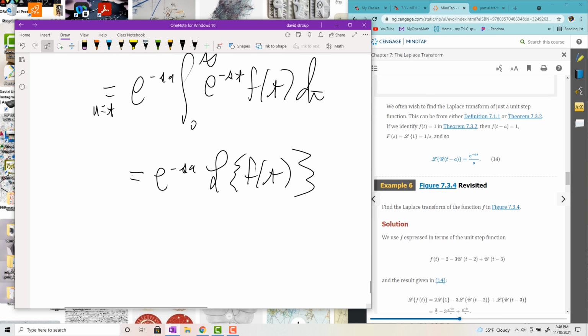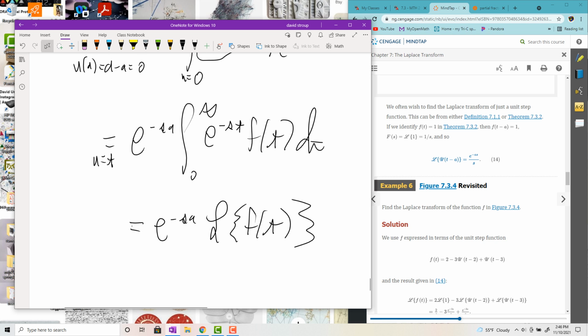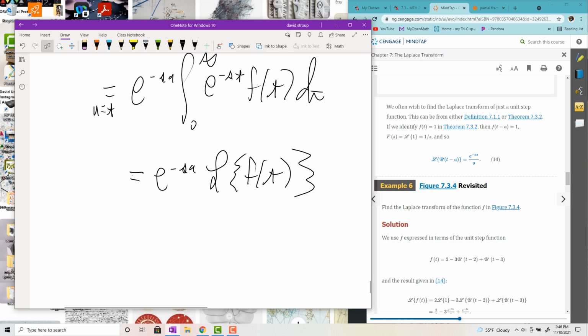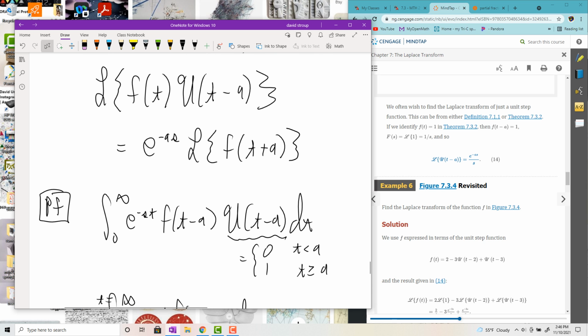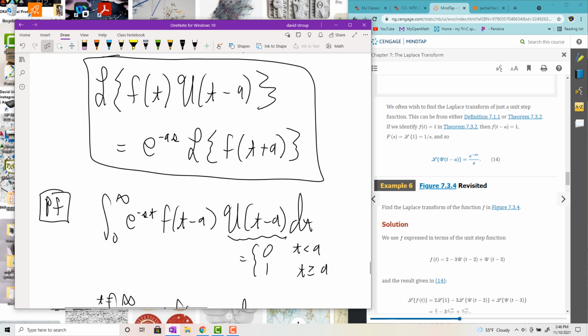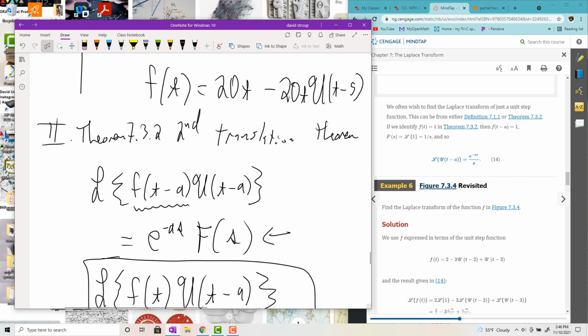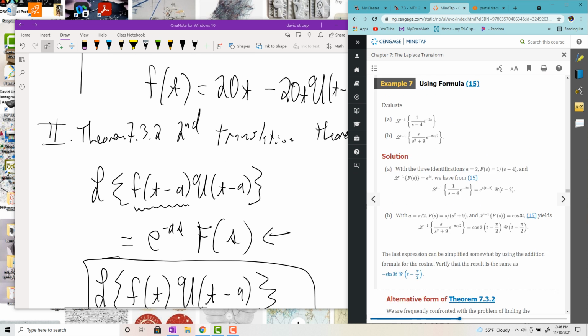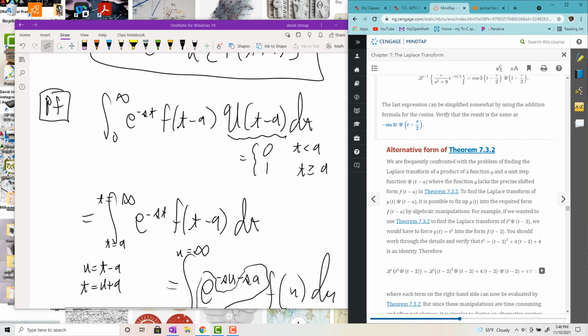So it's basically just, if you have to do a transform of one of these stepwise functions, you just kind of pluck out an e to the negative sa and then do the transform of f of, well, you're usually going to have to do t plus a, as in this form right here. Anyways, the inverse of the second translation theorem, then we're going to need that for pulling this off.